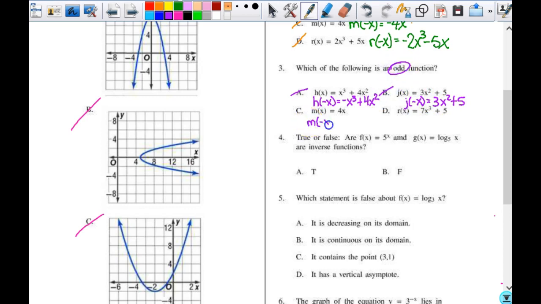So m of negative x is equal to negative 4x.